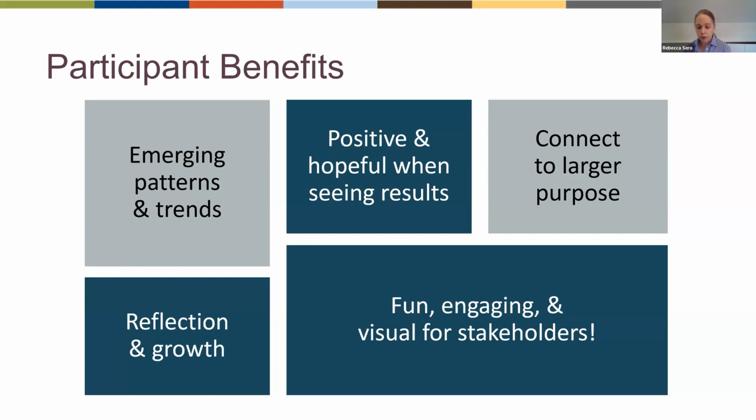So when someone goes through ripple effects mapping, what we often find is that the group or the coalition or the community, whatever it happens to be, they're able to see emerging patterns and trends that they weren't necessarily aware of. It uncovers work that has happened over a span of time. And the result of that is that people often are very positive and hopeful when seeing results.